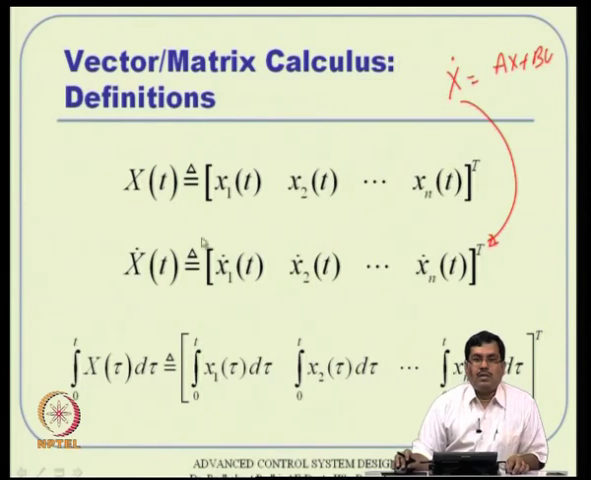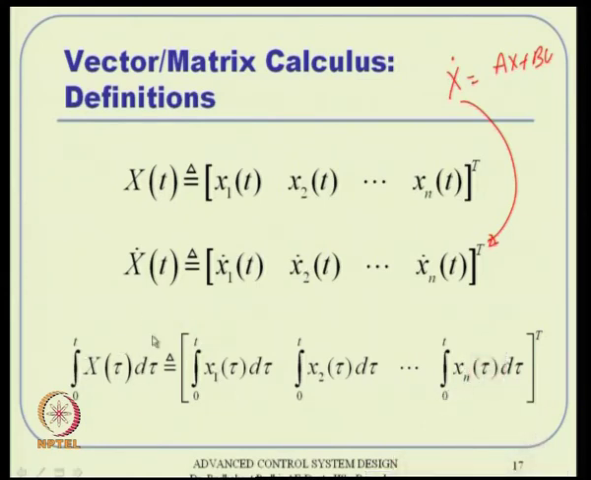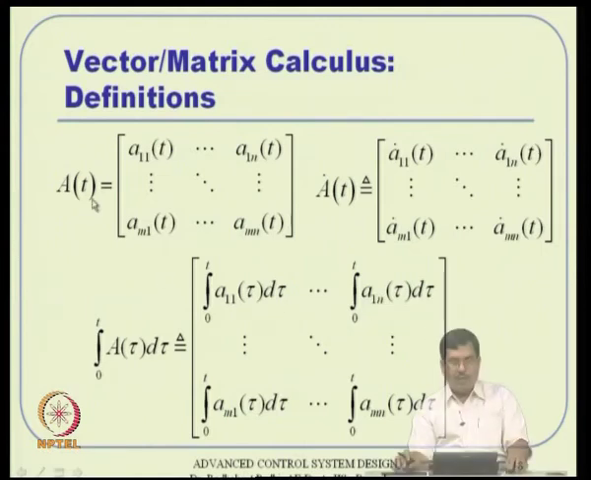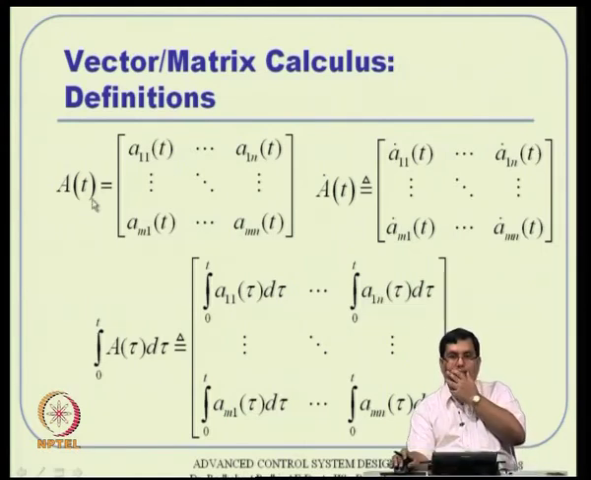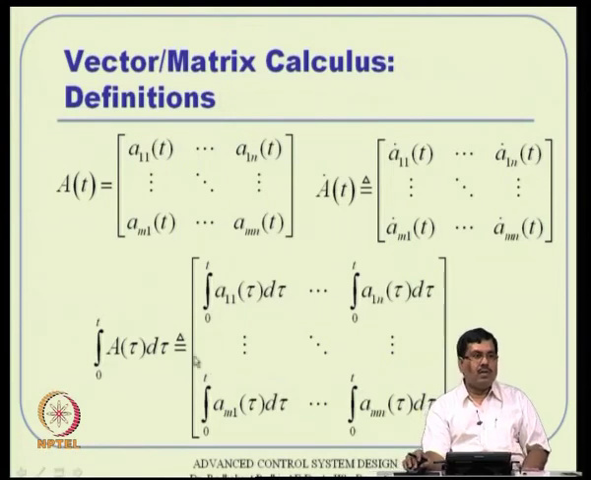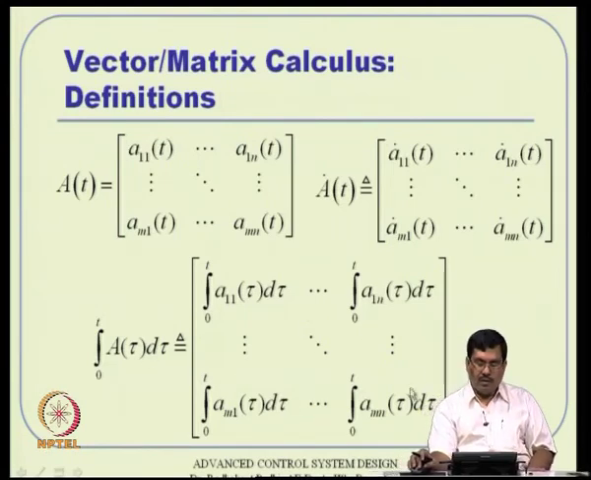Similarly, if you talk about integration of a vector, all that you have to do is element by element integration. So, differentiation is element by element differentiation, and integration is element by element integration. That is all you do. Similarly, if you have a matrix which is time varying, then you can talk about differentiation of that. A dot is nothing but element by element differentiation all over, and integration is element by element integration all over.